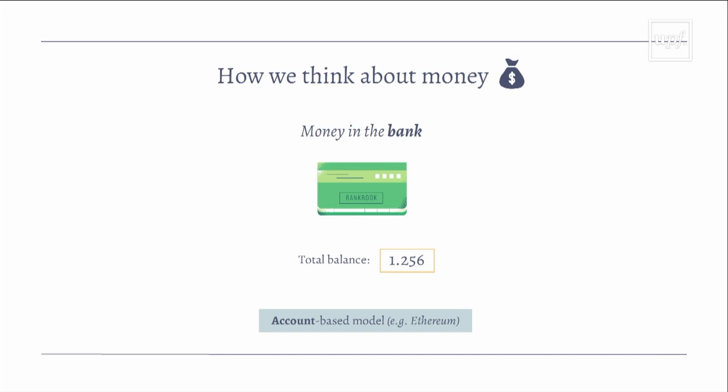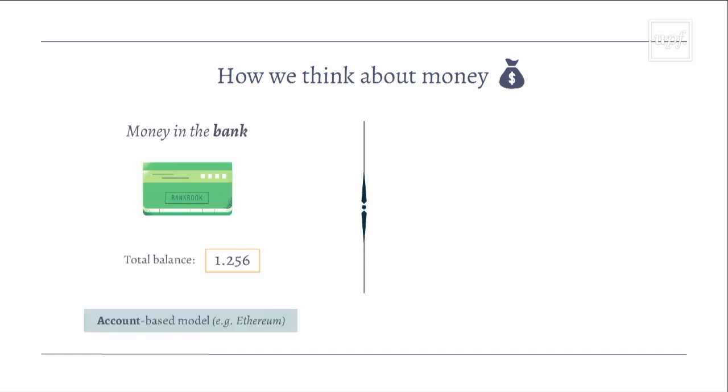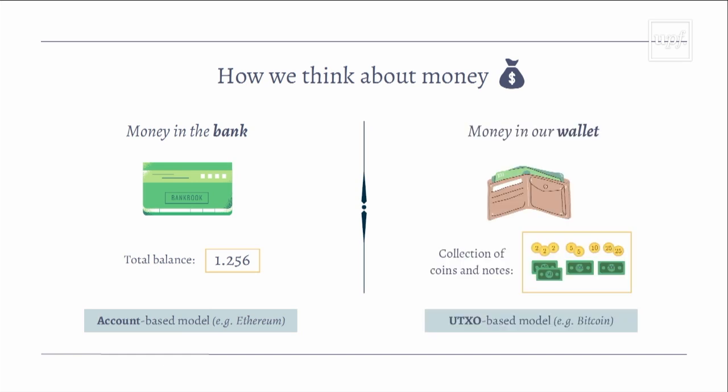This is one way of thinking about money. We just have balances. We increase or decrease the values depending on the money that is being transferred between people of the network. And another way of thinking about money is more like when you think of the money that you have in your wallet.